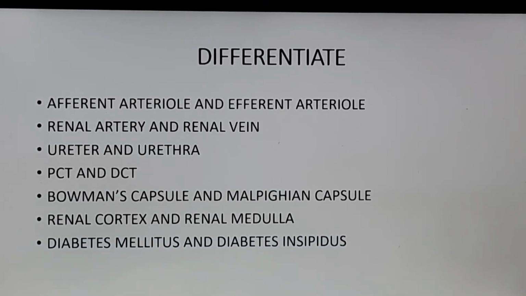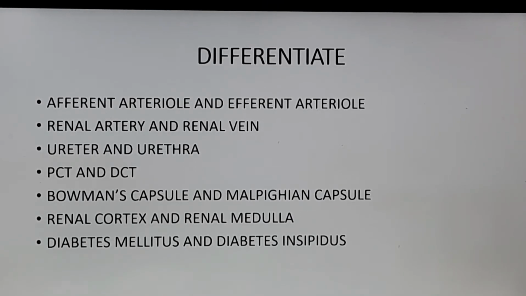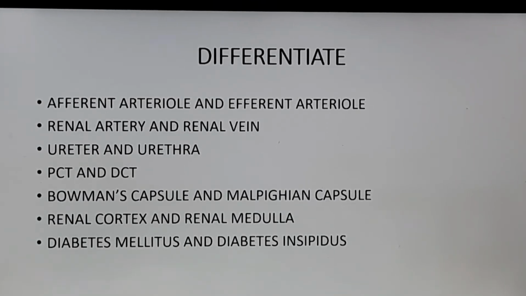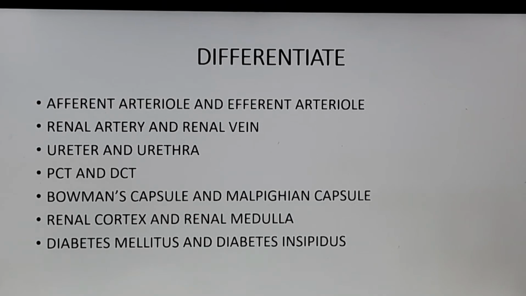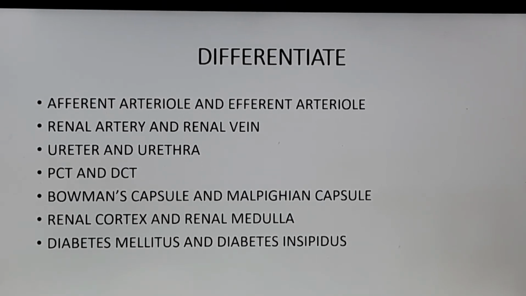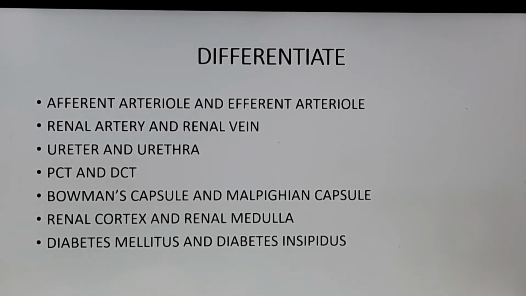Diabetes mellitus and diabetes insipidus. What is diabetes mellitus? It is the condition in which excess glucose is passed out through urine. Whereas diabetes insipidus is a condition in which much water is lost through urine.